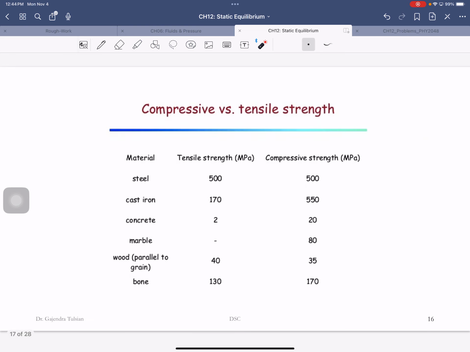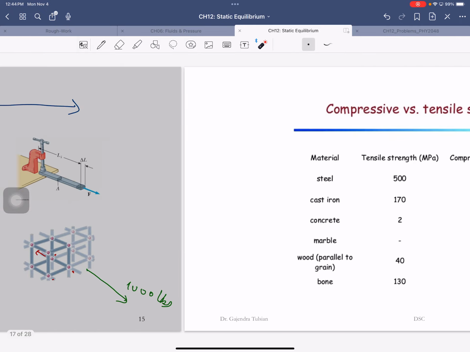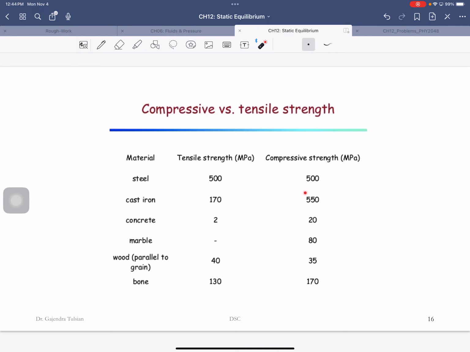All right, so here is the tensile strength. Tensile strength for concrete is 2 and compressive strength is 20. For cast iron, the compressive strength is 550 megapascals, and the tensile strength is about a third of that. So cast iron is 3 times stronger under compressive stress than tensile stress. What you want to make sure is that the biggest forces are compressive forces. Let's see how that is incorporated in a structure.